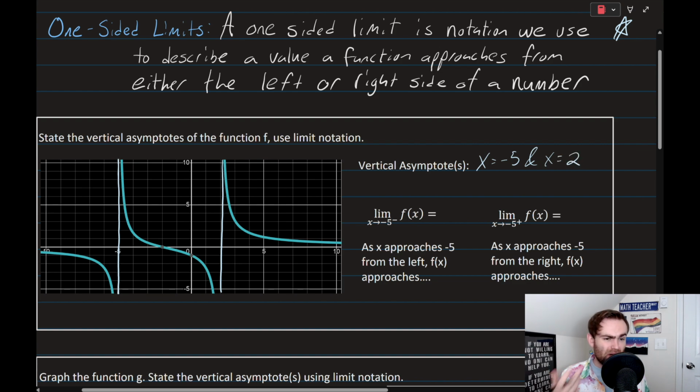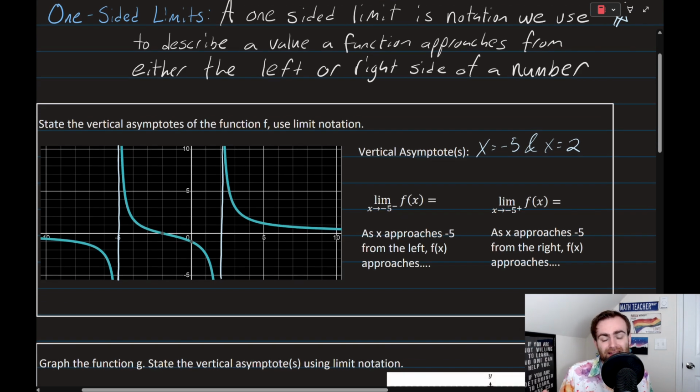If I want to describe the behavior of the function around these vertical asymptotes, I have to use what's called a one-sided limit. And if we notice, the x is approaching a number, but that number has an exponent of negative or positive. Negative means it's coming from the left, and positive means it's coming from the right. So the notation is a little bit weird, but there's a little bit of sense to it. We're going to focus on the -5.